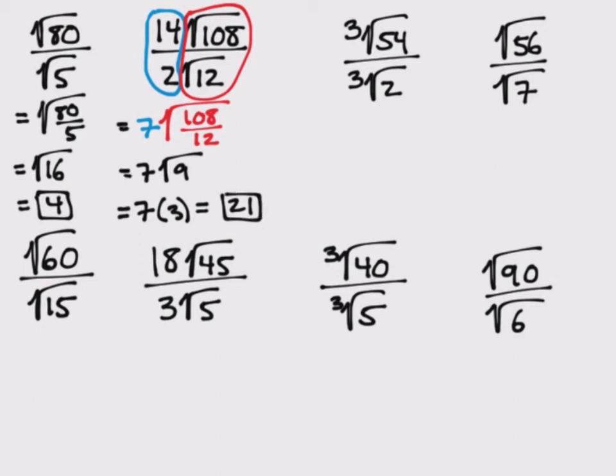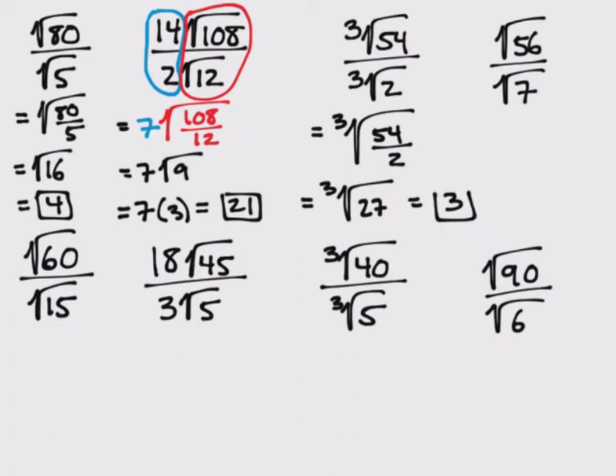Let's do one with third roots real quick. I don't know what the cube root of 54 is. I don't know what the third root of 2 is, but I do know that we can rewrite this as the third root of the fraction 54 over 2. And it happens to be that 54 over 2 is a very nice number, namely 27, which does have a perfect third root, namely the integer 3.